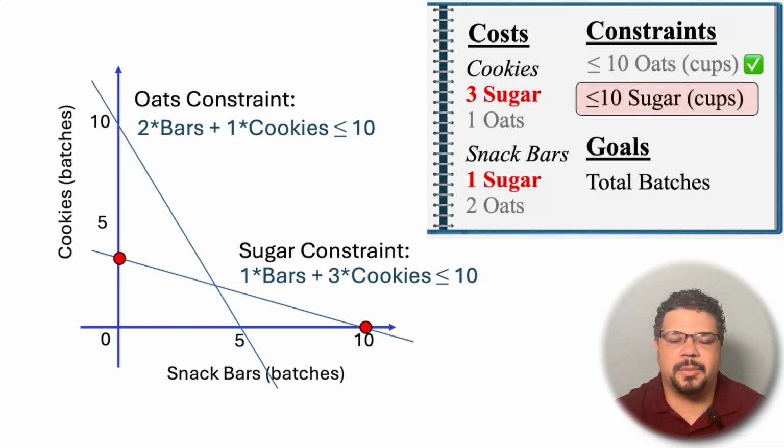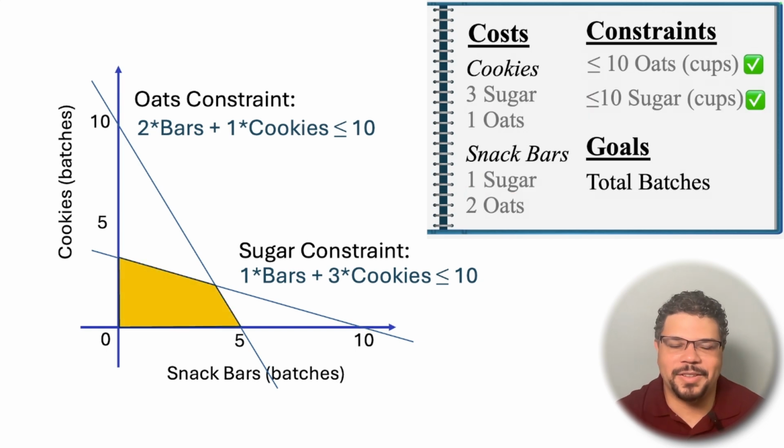In addition to the constraints from oats and sugar, we need to forbid cooking negative batches. This leads to this 4-sided shape for a feasibility polygon. The constraints on the left and bottom enforce no negative-sized batches. The next constraint ensures that at most 10 cups of oats are used, and the last constraint that at most 10 cups of sugar are used.